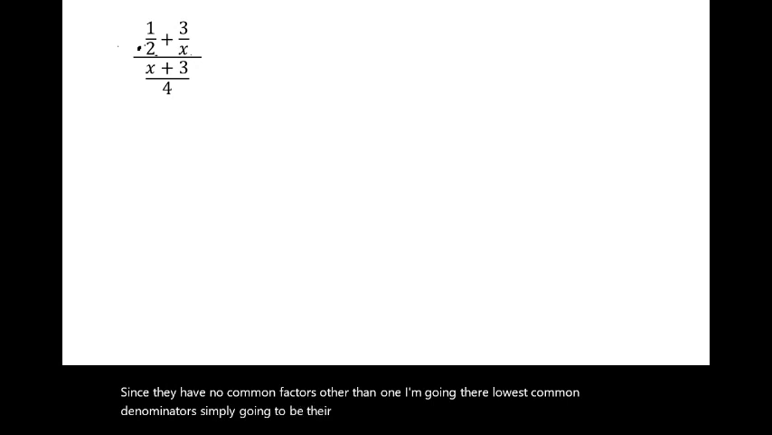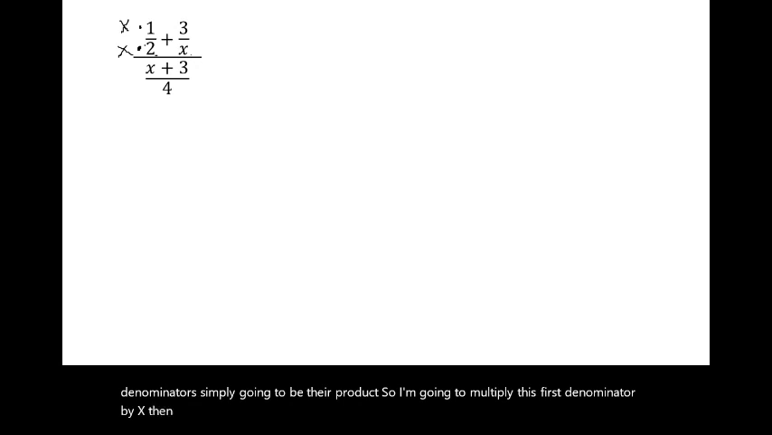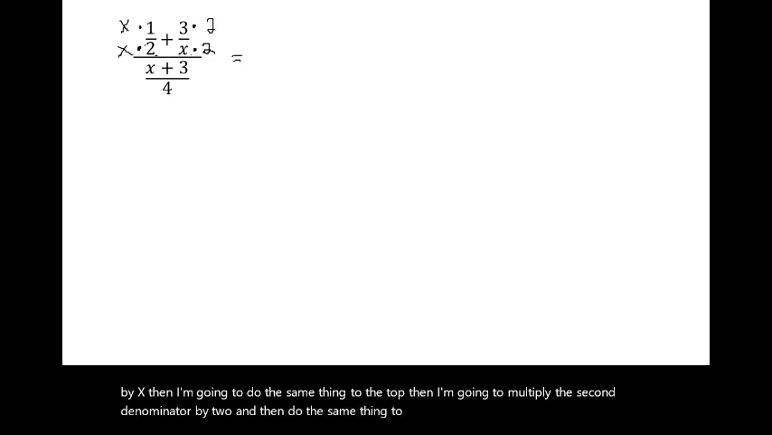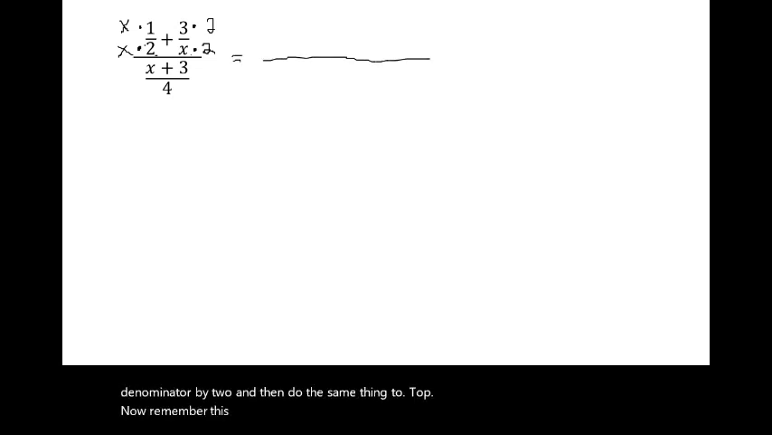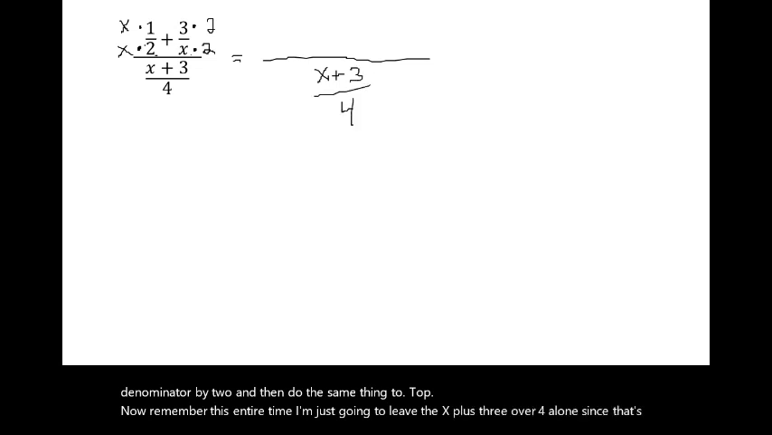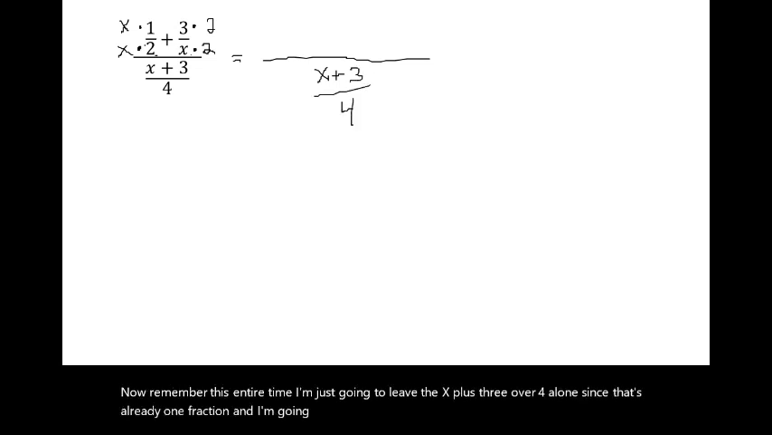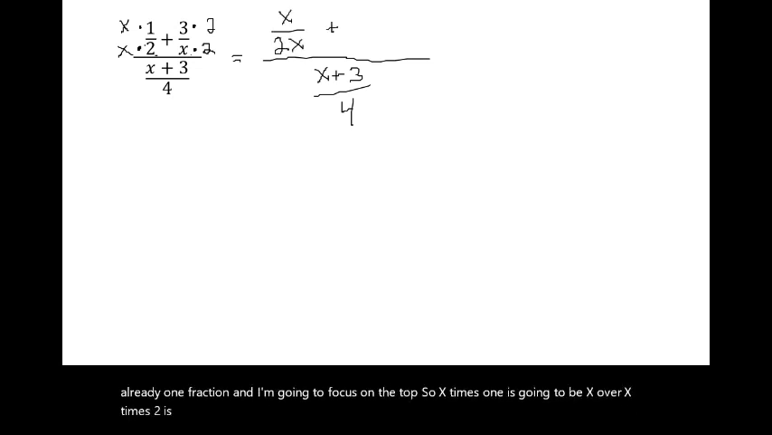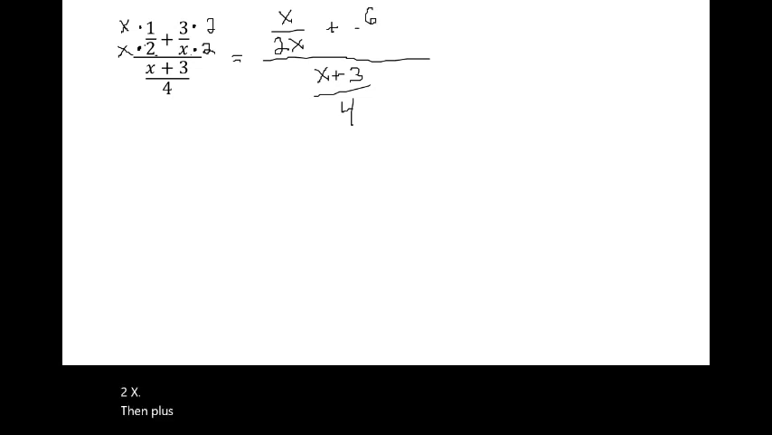So I'm going to multiply this first denominator by x. Then I'm going to do the same thing to the top. Then I'm going to multiply the second denominator by 2, and then do the same thing to the top. Now remember, this entire time, I'm just going to leave the x plus 3 over 4 alone, since that's already one fraction. And I'm going to focus on the top. So x times 1 is going to be x over x times 2 is 2x. Then plus 3 times 2 is 6, all over 2x.